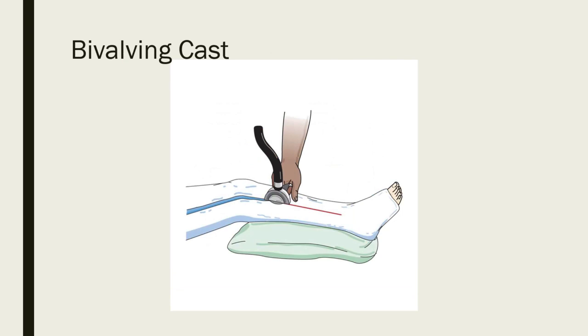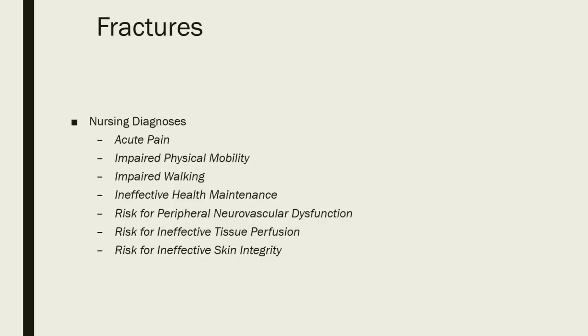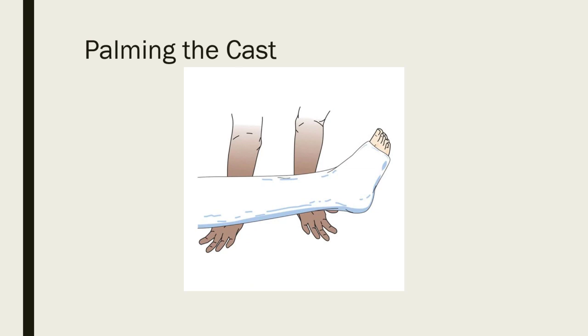This is how a cast is removed after usually 6 to 8 weeks of healing time. Okay, these are possible nursing diagnoses that you could utilize for a patient that has a fracture. It's important when you're applying a cast or assisting with cast application that you maintain the extremity in the position that you would like it to be until the cast is hardened.